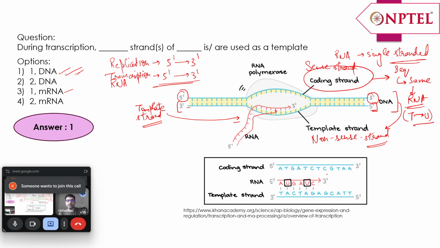So as you can see, this is the sequence of the 5 prime to 3 prime strand, and this is the same sequence that is seen in the RNA, and this is the template strand being used to synthesize this RNA. So here the answer would be option number 1. Any doubts in this case?